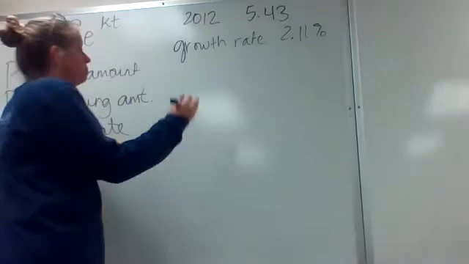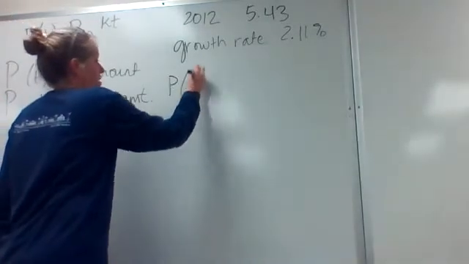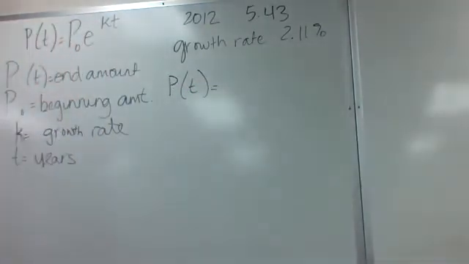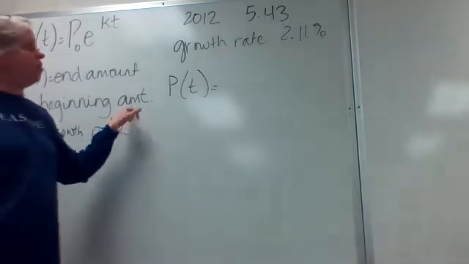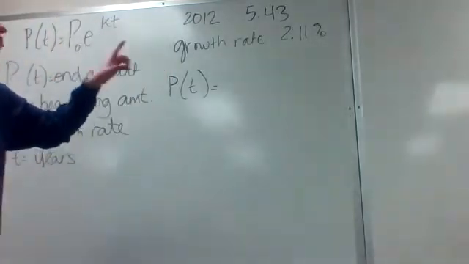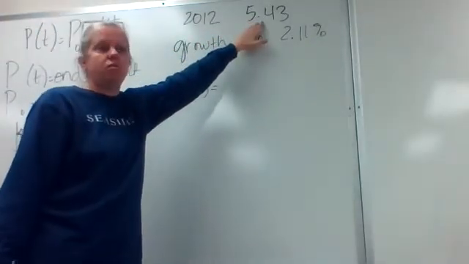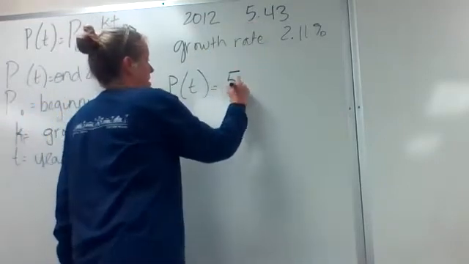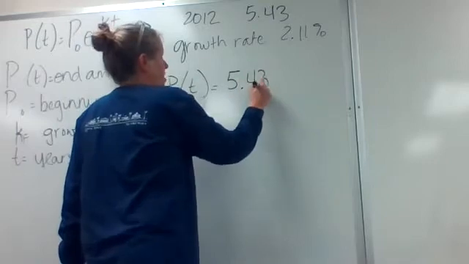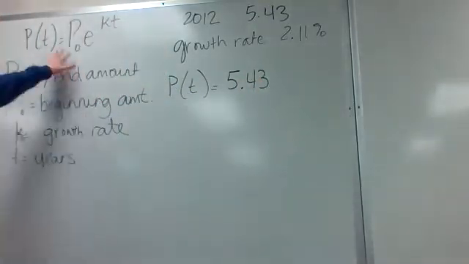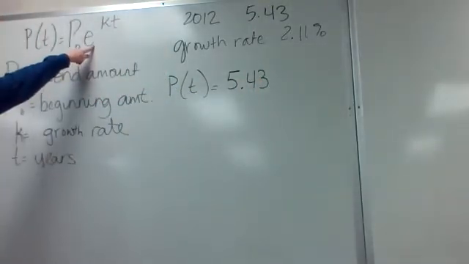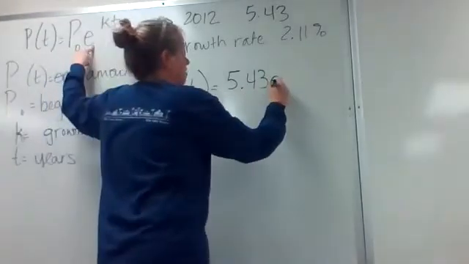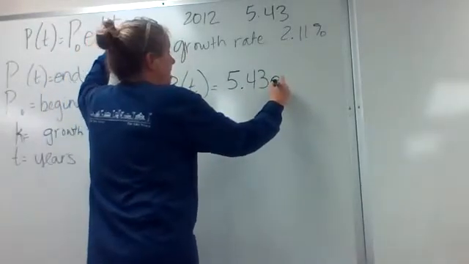Okay, so in the blank, it's going to tell me you're finding P of T. So in this position, I need to know the beginning amount. Well, in the beginning amount, the year was 2012. The beginning amount of the population was 5.43 million. So your beginning amount is 5.43. Then your e to the K times T.